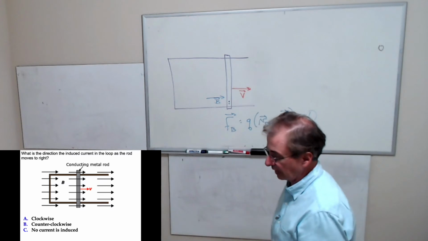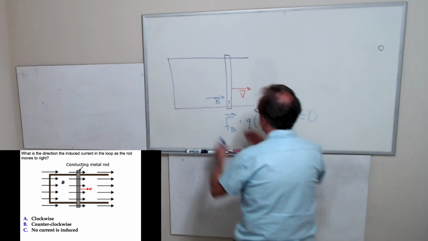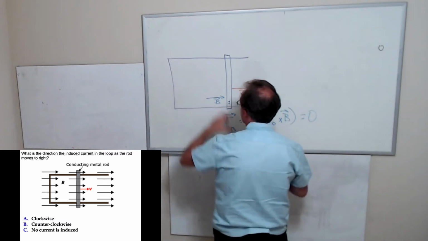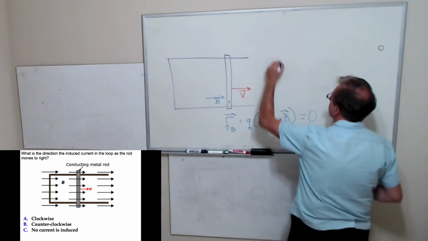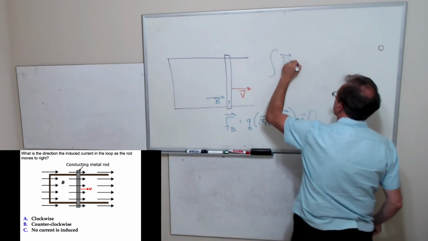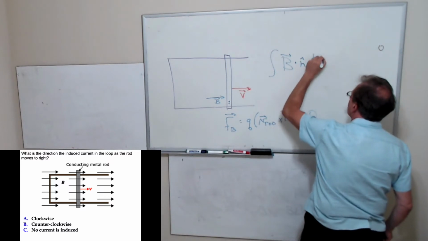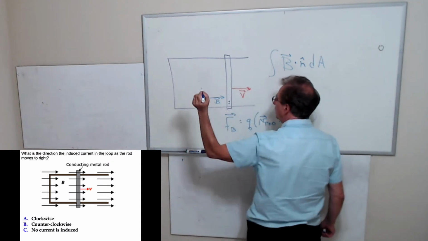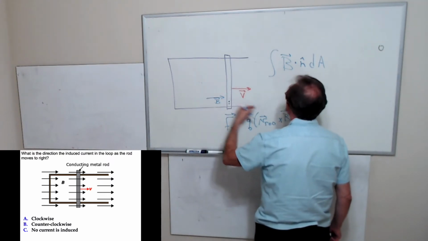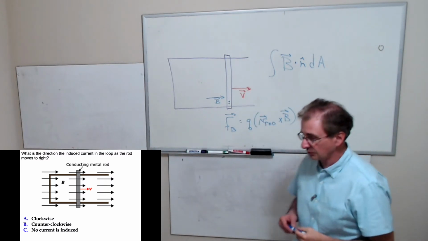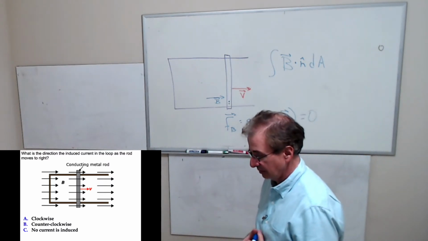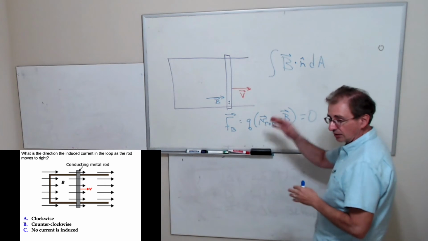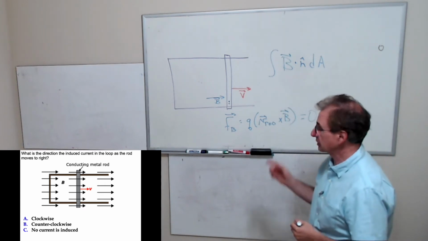Now, what's another way to look at it? The area of this loop is getting bigger, right? This is going to the right. The area is getting bigger. So if we want to calculate this flux, the normal to the loop is perpendicular to the plane. The magnetic field is that way. If you have two vectors perpendicular to each other, what's their dot product? 0. So there's two ways to look at it, and either way will tell you that there's no current induced in this loop.